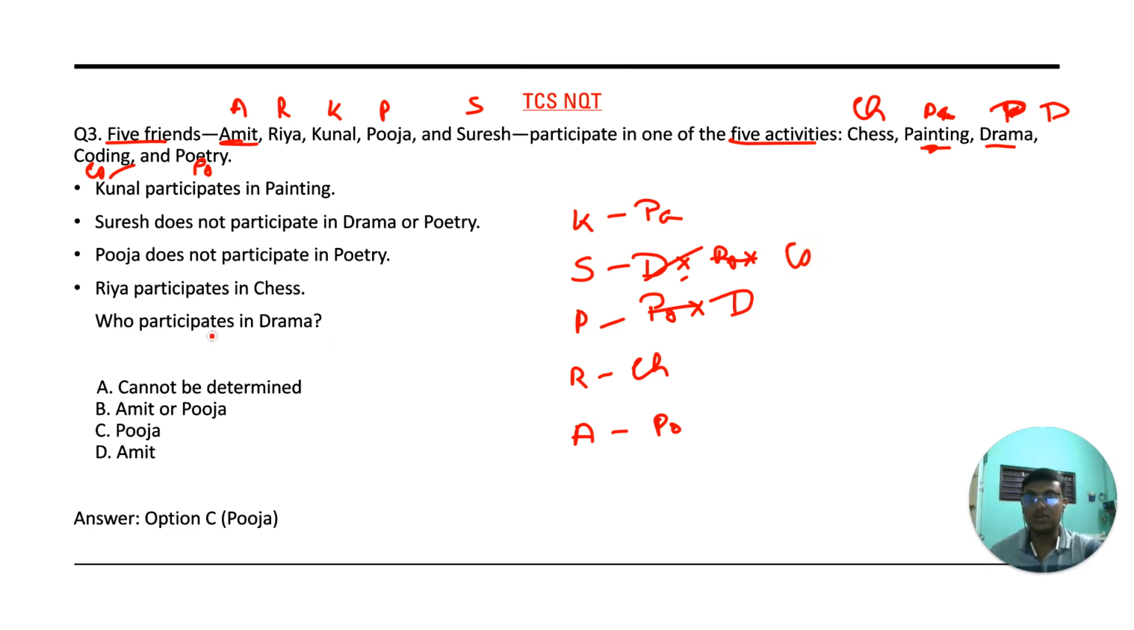Now the question says, who participates in drama? Drama is done by Pooja, hence we can mark it that Pooja does drama, which is option C. So I hope you got the logic. Let's move on to question 4.